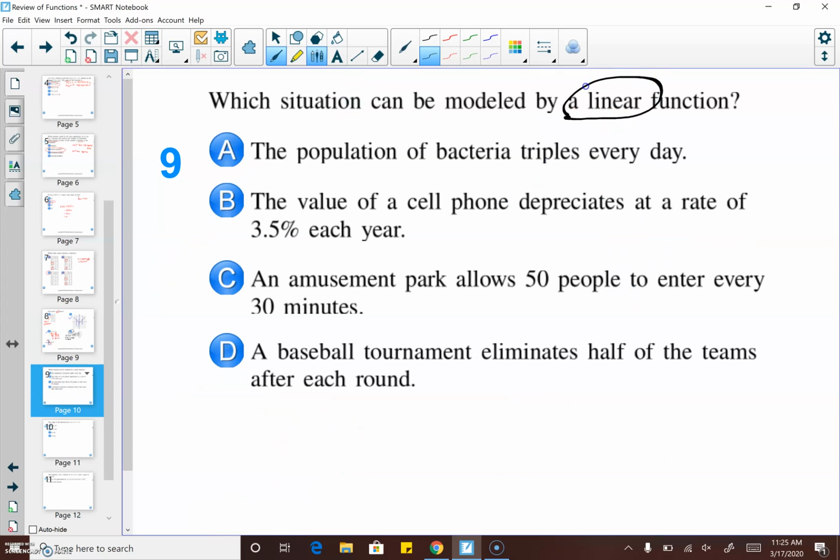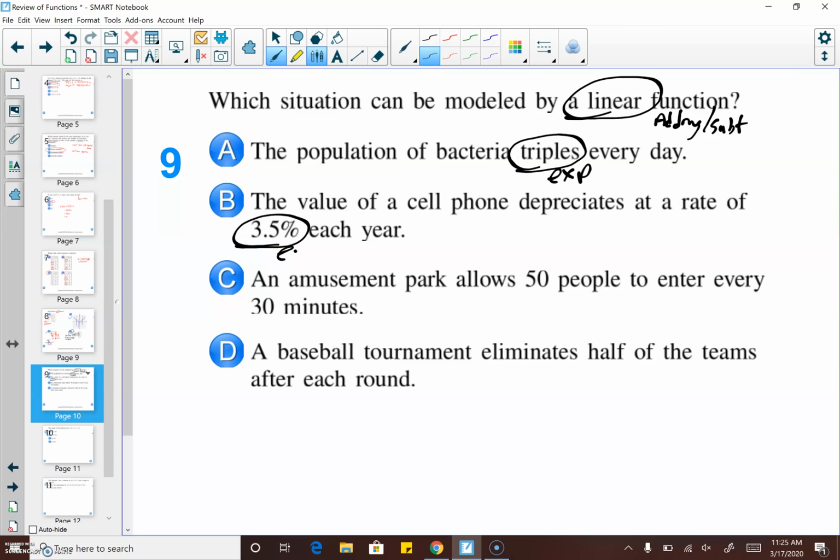Which situation could be modeled by a linear function? Remember, that is adding or subtracting. The population of bacteria triples. Triples is a dead giveaway for exponential. The value of a cell phone depreciates at a rate of 3.5%. Percents are exponential. An amusement park allows 50 people to enter every 30 minutes. So this seems consistent. It seems like we are adding 50 people each 30 minutes. So hold on to that one.